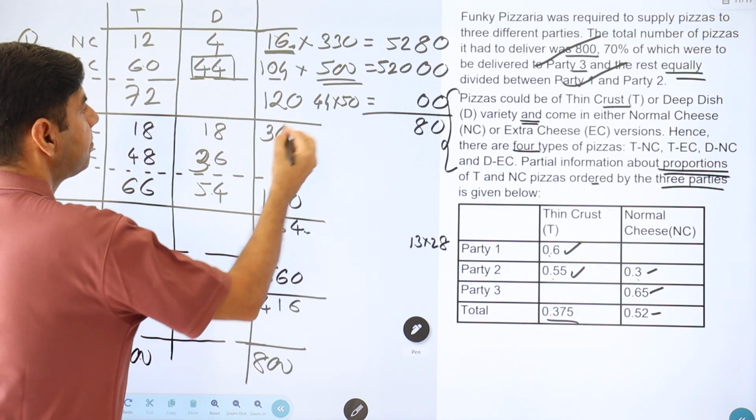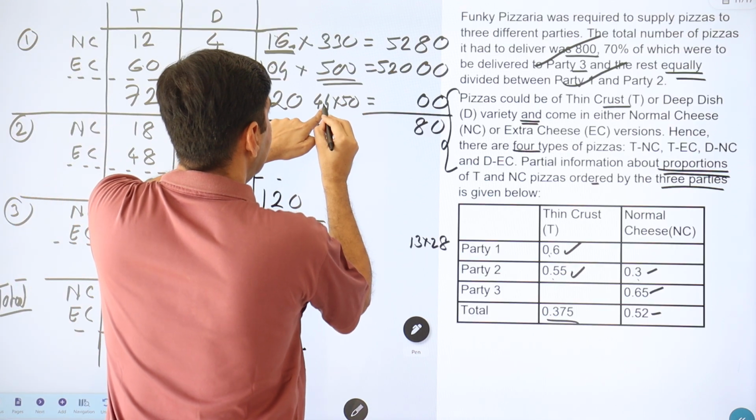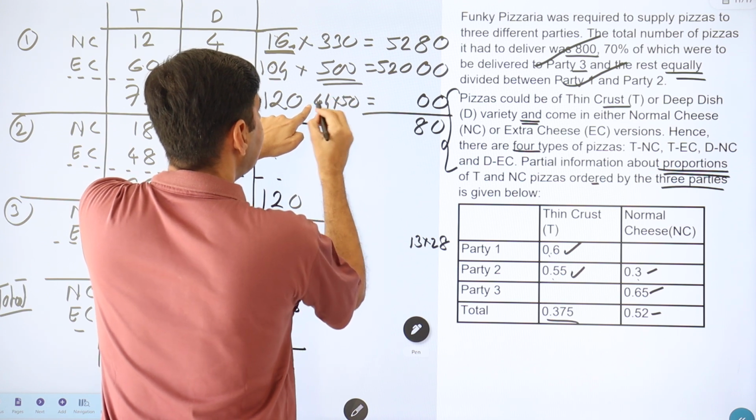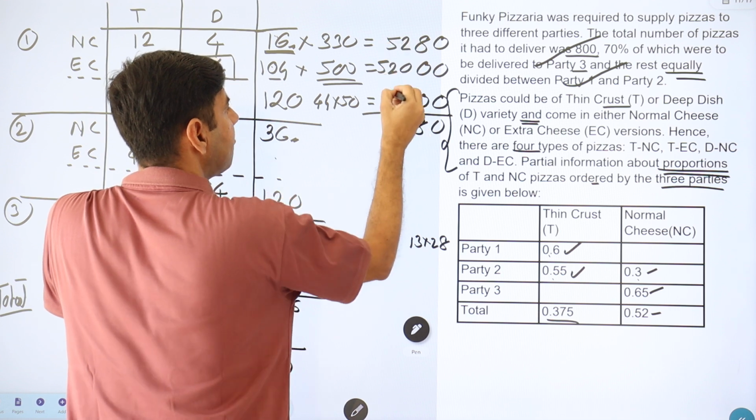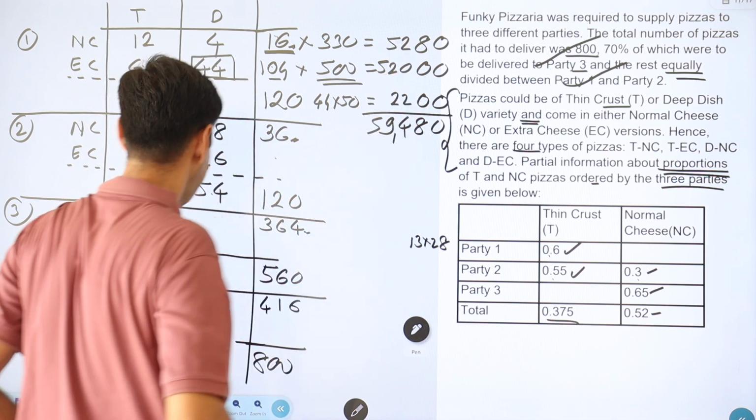Let's confirm it. 5 4s are 20, 2 carry over, 5 4s are 20, 22. So 2 2 4, 5 6 7 8 9, 59,480.